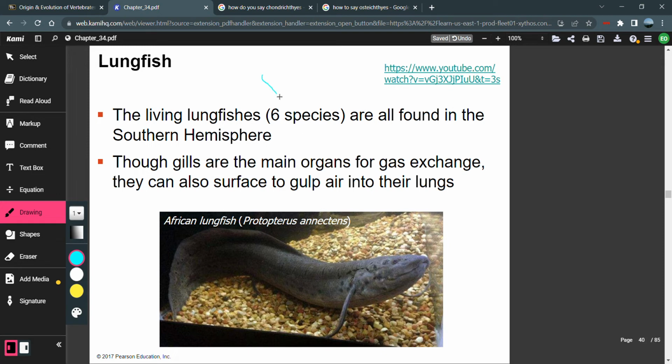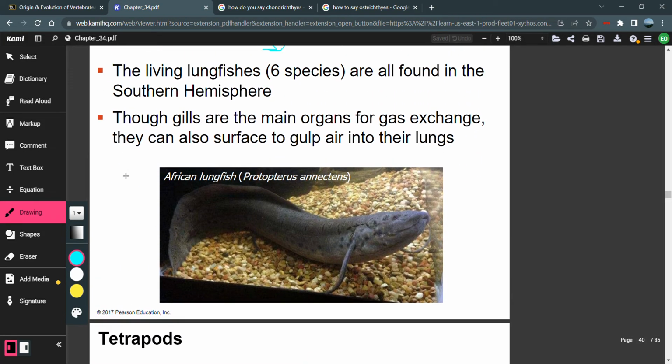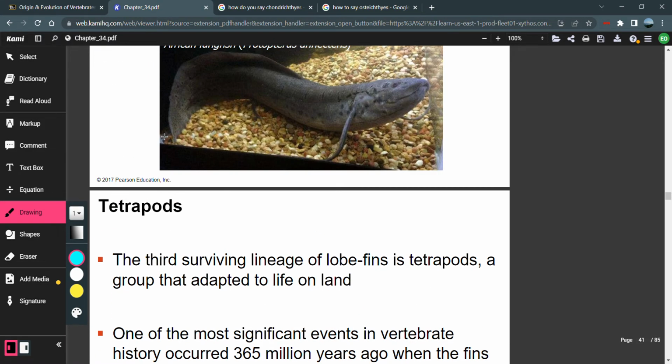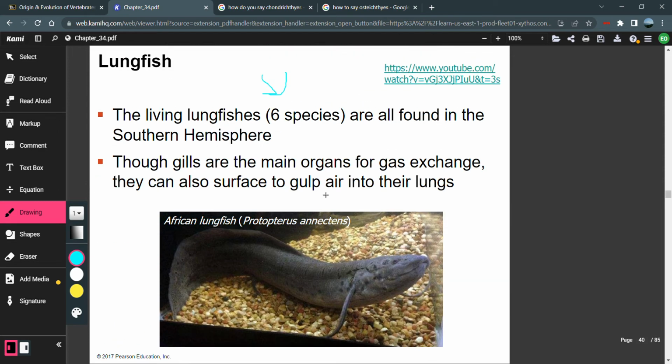Lungfishes, there's only 6 species of lungfishes, are found in the southern hemisphere, and their gills are the main organs for gas exchange, and they can also surface to gulp air into their lungs. So these lungfishes usually live in places where there's fluctuating water levels.